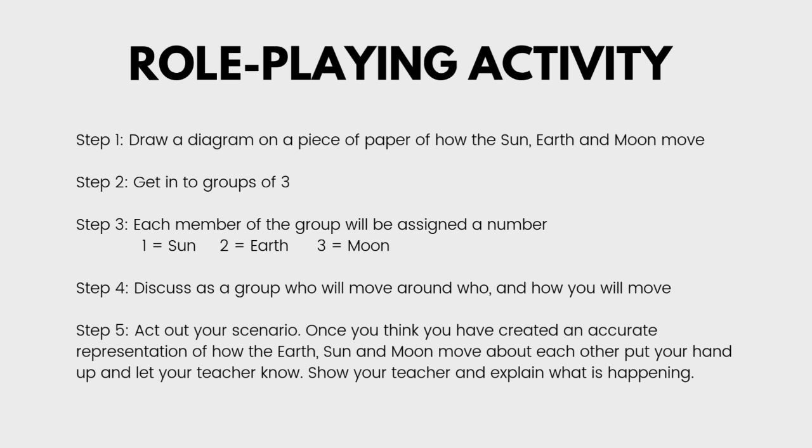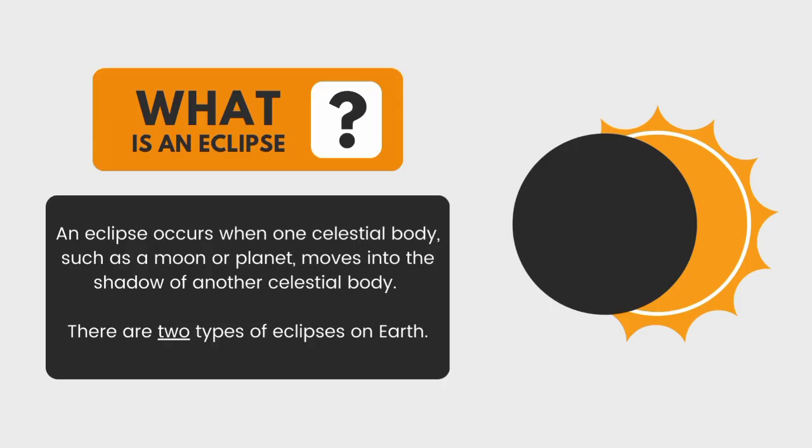Step 5. Act out the scenario. Once you think you have created an accurate representation of how the Earth, Moon, and Sun move about each other, put your hand up and let your teacher know. Show your teacher and explain what is happening.